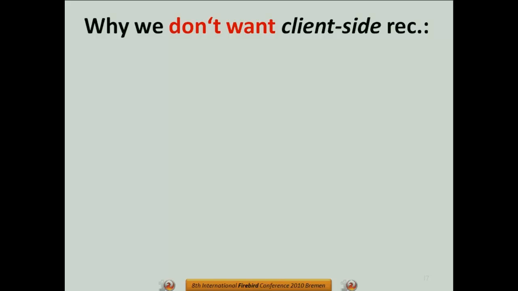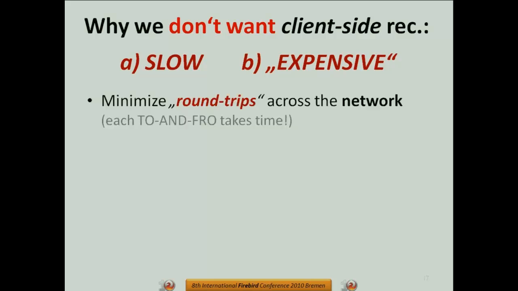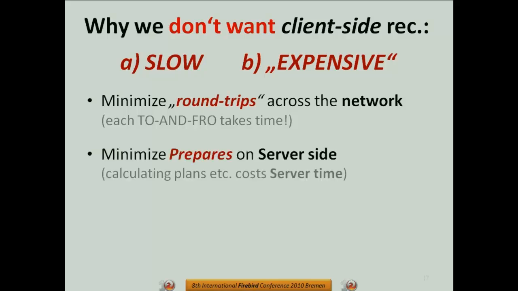That was it. So now let's see why we don't want client-side recursion. Two arguments. Slow, expensive. Simple as that. What we really want to do when we want to write efficient programs that retrieve tree-like data, we want as few round trips as possible over the network. So this thing like, I'll pick the parent, back to the client, I'll look at the parent, do another select, go back. It's all round trips across the network that we want to avoid as much as we can.